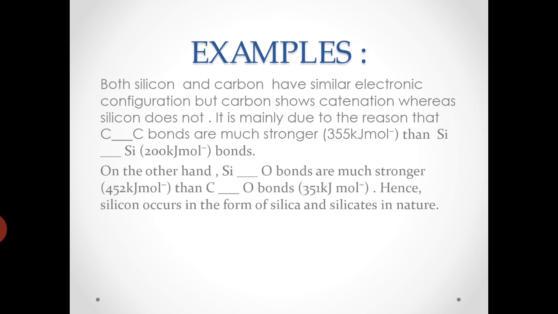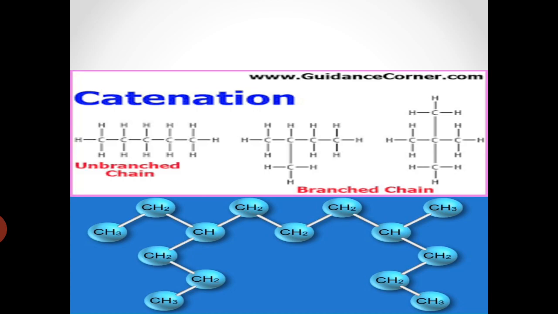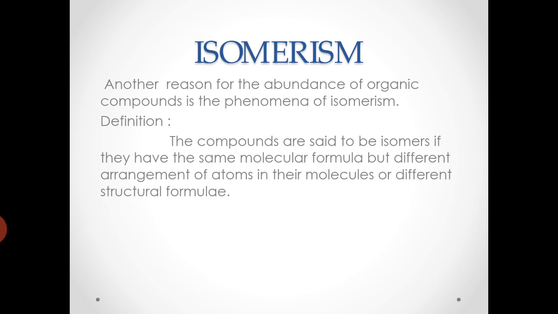So this is the first reason for having the large number of organic compounds, and this property is called catenation. What is catenation? Self-linking property of an atom, of the carbon atoms. Okay students, you can see that carbon can link the other carbon atoms and form the long chains. This is called catenation. Next reason is isomerism.